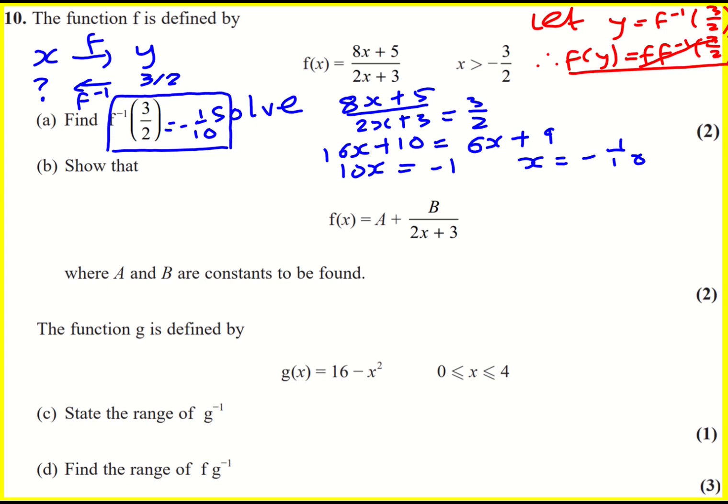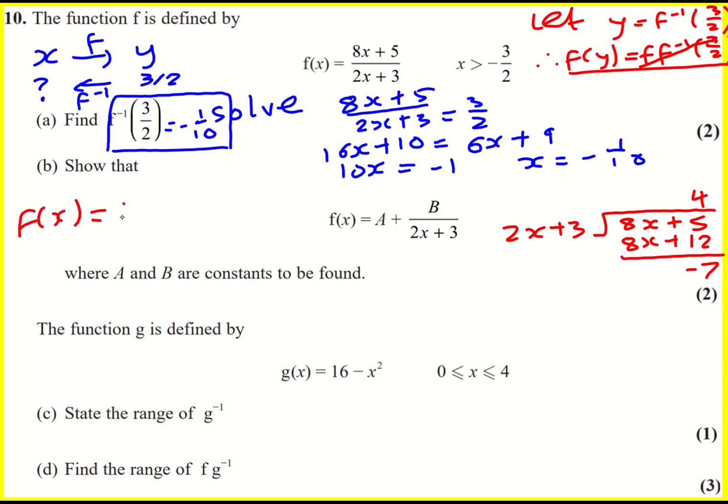We're then asked to show that the function can be written like this. In theory, you could do a partial fractions approach, kind of set it identical to 8x plus 5. There is a quicker way. In fact, I'm going to do it the quicker way. We can do a polynomial division. 2x plus 3 divided into 8x plus 5. So 2x is into 8x, go 4. Multiply back through, 8x plus 12. This leaves us a remainder of minus 7.